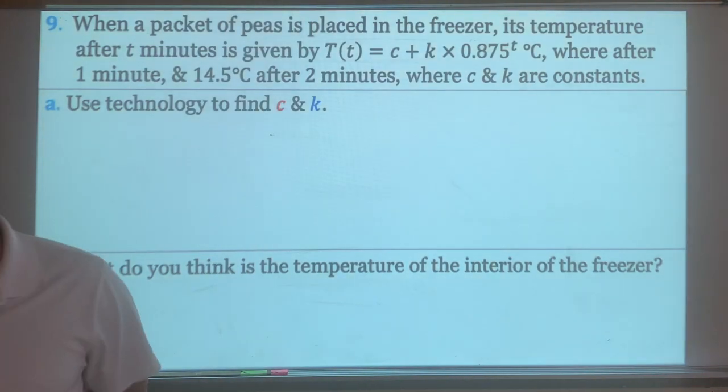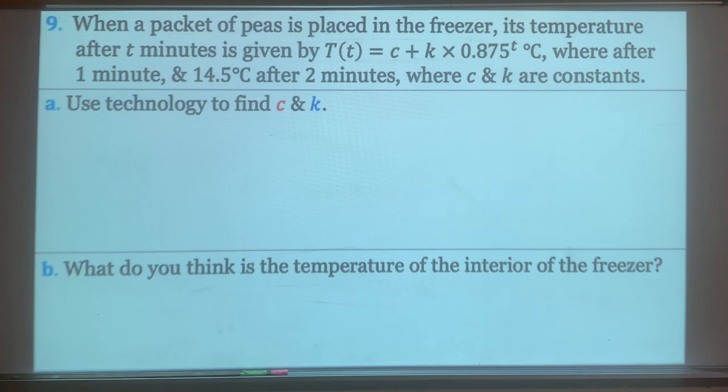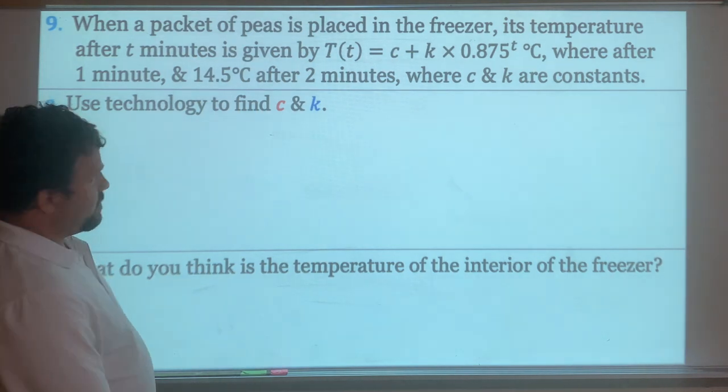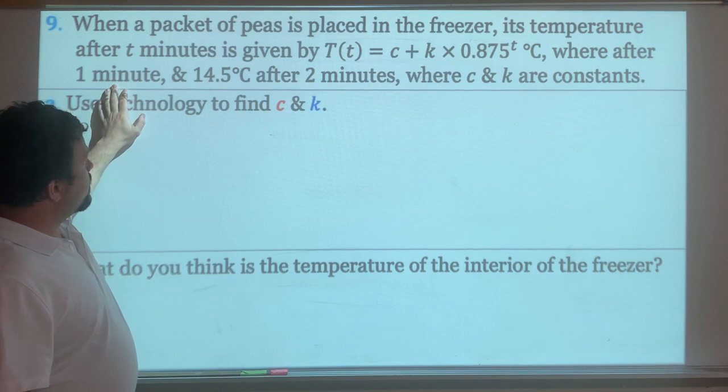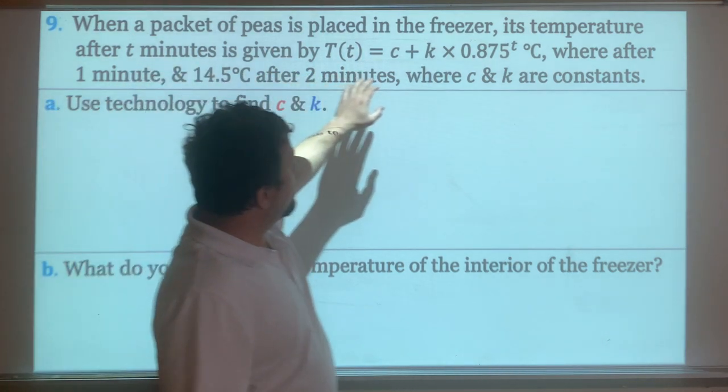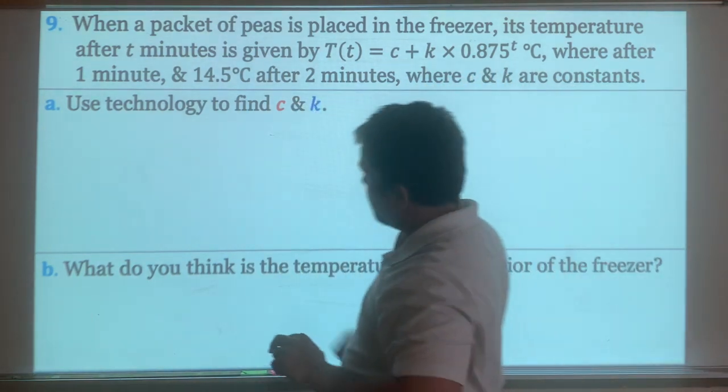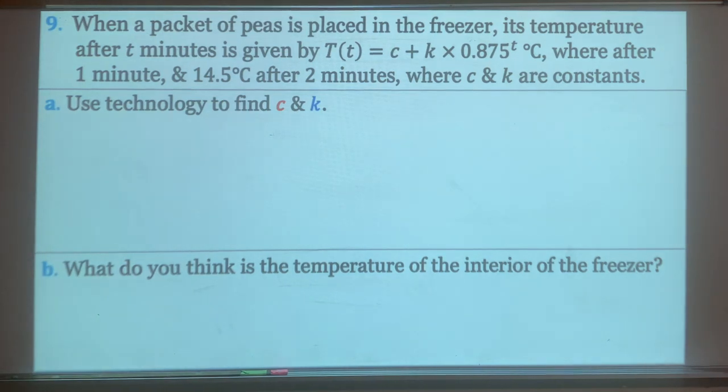Two more problems. Number nine. When a packet of peas is placed in the freezer, its temperature after t minutes is given by T of t equals C plus K times 0.875 to the t degrees Celsius, where after 1 minute and 14.5 degrees Celsius after 2 minutes. Wait, whoa, let me explain that better. Reading things out of context messes everything up. All right, there's something missing from that. Of course, that has to be one of the last questions.